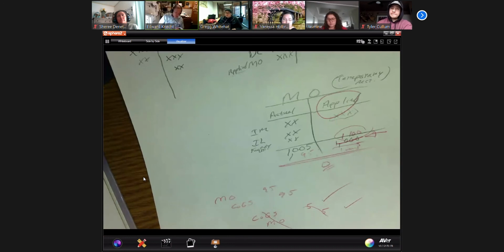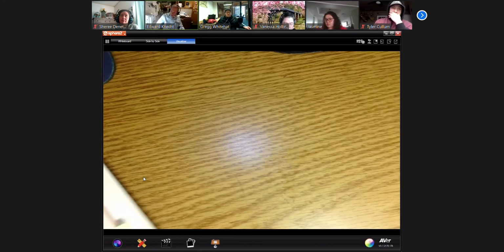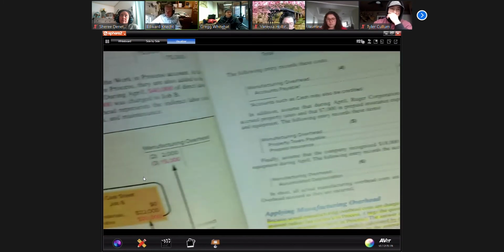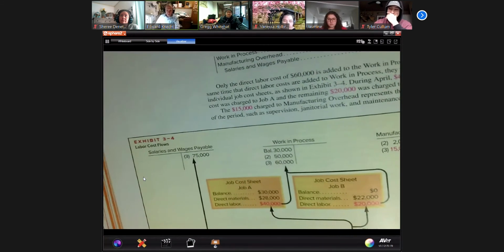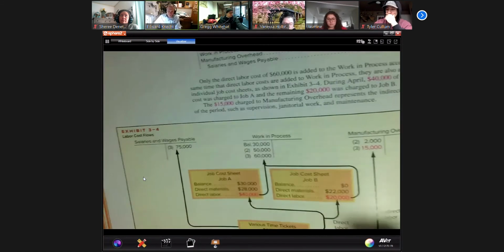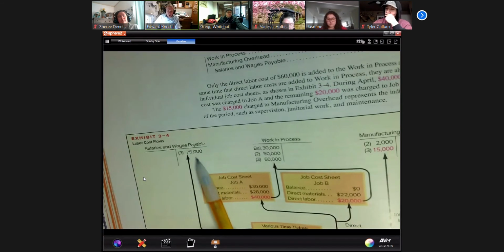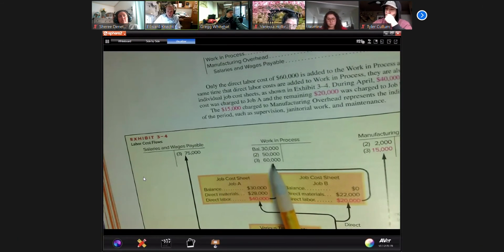Okay, so on page 114, they show these three accounts. Well, they show salaries and wages payable. Notice they credit that 75,000 because they haven't paid their employees. Some of the workers were working in the factory, and the direct laborers get debited to work in process, don't they? So let's see if we can put this up here on the camera. There you go. So of the 75,000, only 60,000 was direct labor.